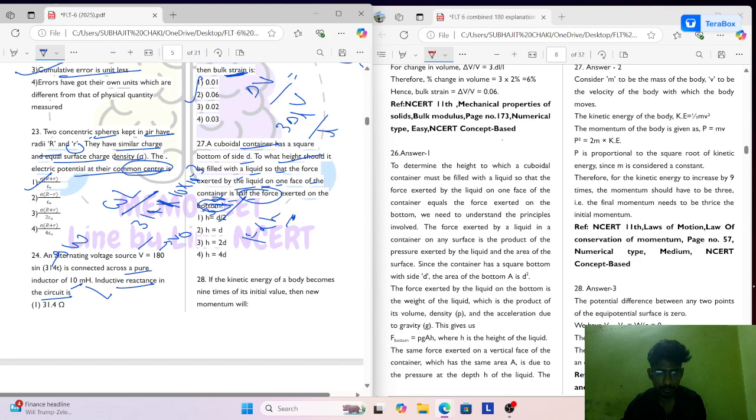Remember this: when the force is directly proportional to height, because force is proportional to pressure, and pressure is proportional to height, therefore force will be proportional to height also. As the force decreases to half, the height will decrease to half also, d by 2.